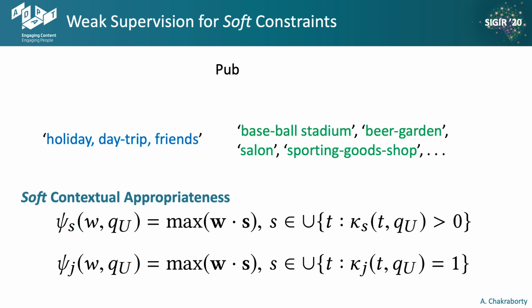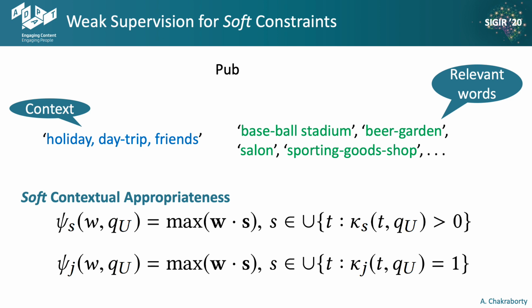To see the reason for using the maximum as the aggregate function, say for a given context, holiday, day trip, friends, the set of manually annotated relevant terms are baseball stadium, beer garden, salon, etc. A candidate word such as pub is similar to only one member of this seed set, namely beer garden, which means that other aggregation functions such as averaging can lead to a low aggregated value, which is not desirable in this case.